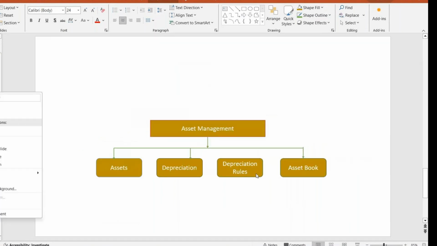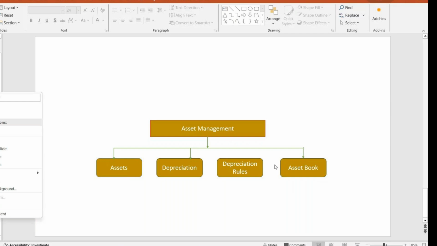See, I told you asset will be covered with the depreciation rules. How to create the depreciation rule, how to create the asset book, I'll tell you. Generally, we have straight line depreciation and other different rules. I'll be telling you as part of the course how to create the depreciation rules.